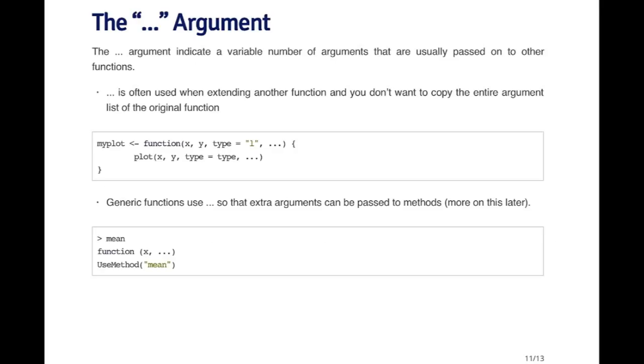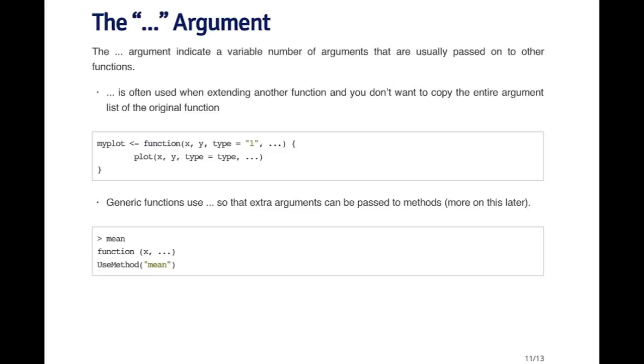There's a special argument in R functions, which is the ... argument, and it's used to indicate a variable number of arguments that can sometimes be passed on to other functions. The three dots are often used when extending another function, when you don't want to copy the entire argument list of the original function. For example, you might want to extend the plot function, just to have a little bit of a tweak or to change some of the defaults.